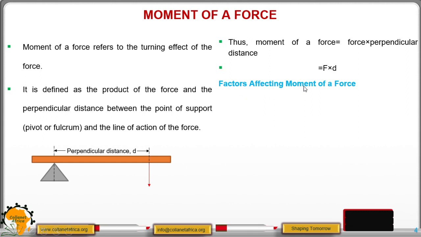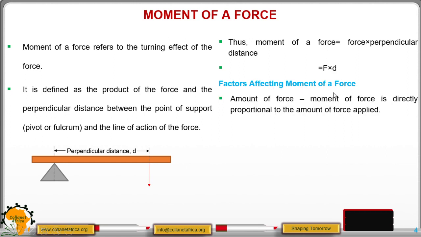Then we have factors affecting the moment of a force. One of the factors is the amount of force. The amount of force applied will determine how fast or how effective the force will be. The moment of a force is directly proportional to the amount of force applied. So, the greater the force, the higher the turning effect.